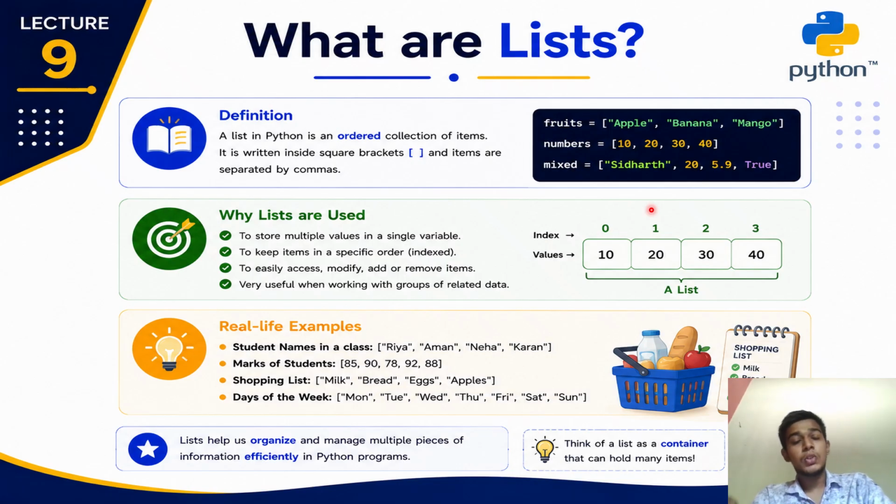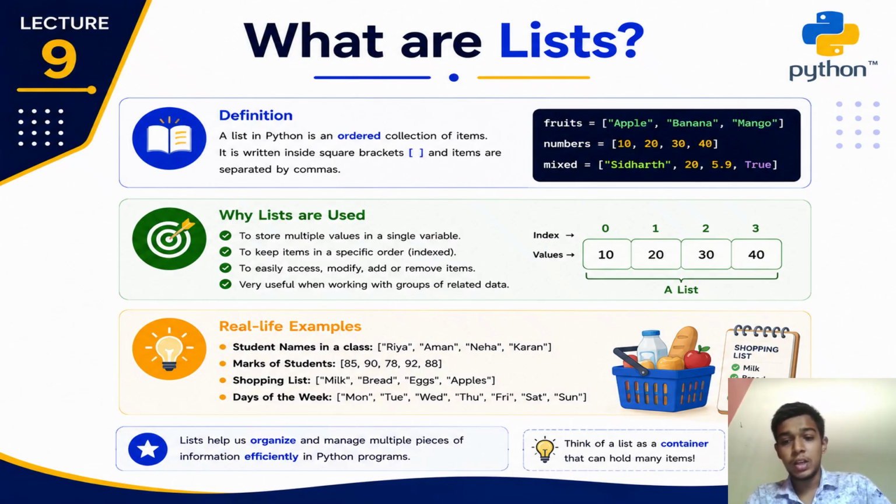Lists are used almost everywhere in programming. For example, a list of student names, a list of student marks, a shopping list containing milk, bread, egg, apple, a list of days of the week. Here you can see examples like student names, and here is a list of marks of students, and similarly you can see four examples here. Whenever we need to store a collection of related items, lists are usually the best choice.